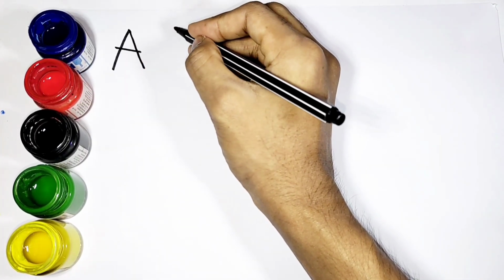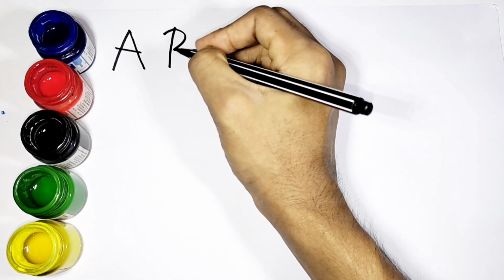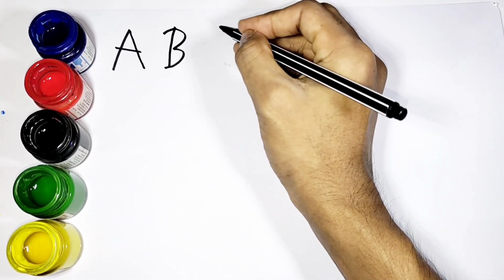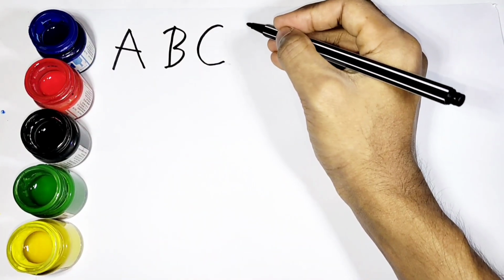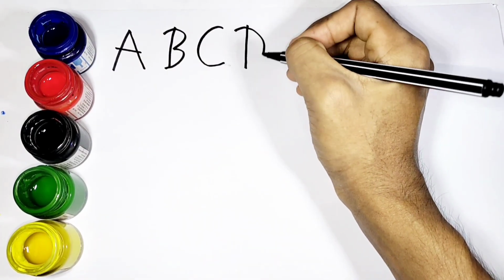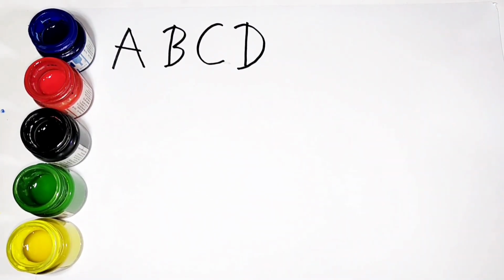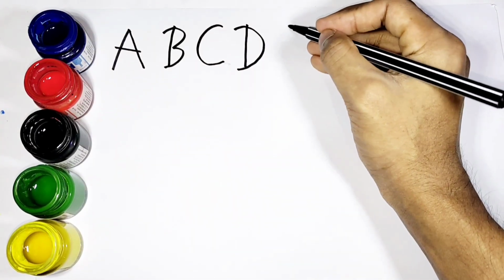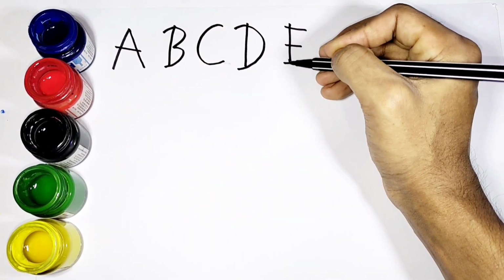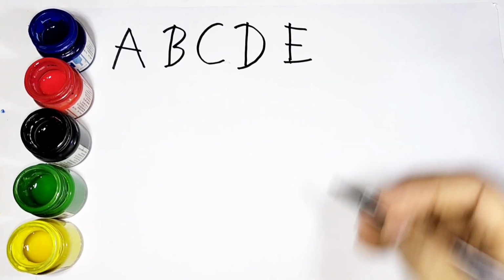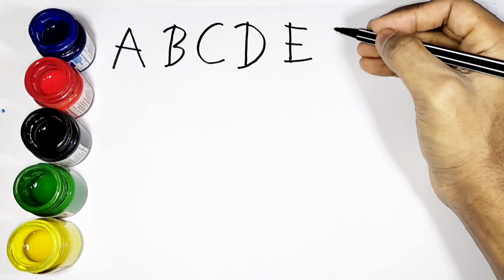A for apple, A for ant. Kids, the next one is B. And now we draw the alphabet C. C for cow, C for cat. The next one is D. D for dog, D for doll. E for egg, E for elephant. The next one is F. F for fish, F for fan.